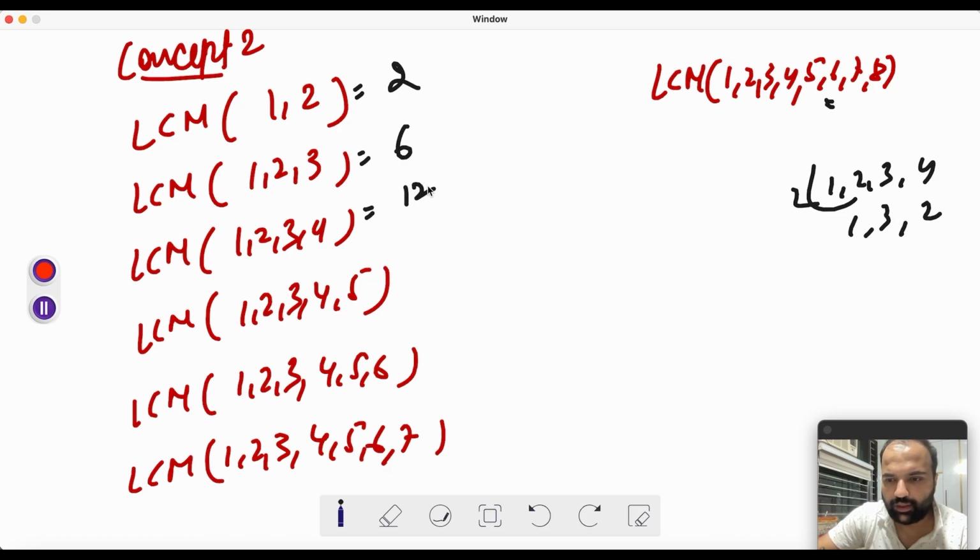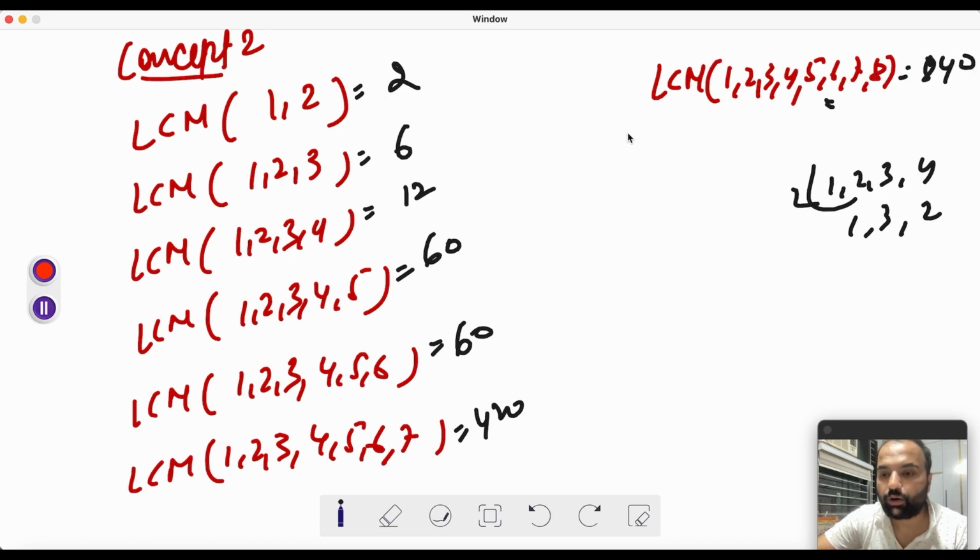It will be 12. Now I'll tell you, you can do this without using your pen as well. That's not a difficult thing. This would be 60. Again, this would be 2 to the power 2 into 3 into 5, so this should be 60 as well. This would be 420. Again with the cube, this would be 840. Now how did I find this, and how can anyone find this just mentally? You don't have to use your pen. That's what we are supposed to learn.